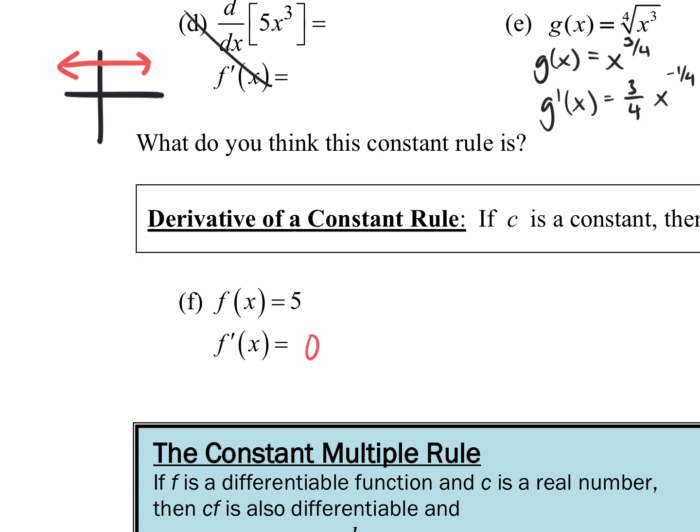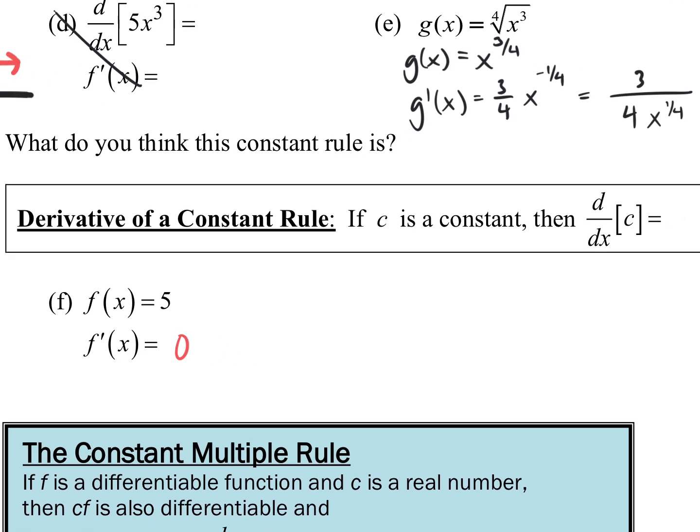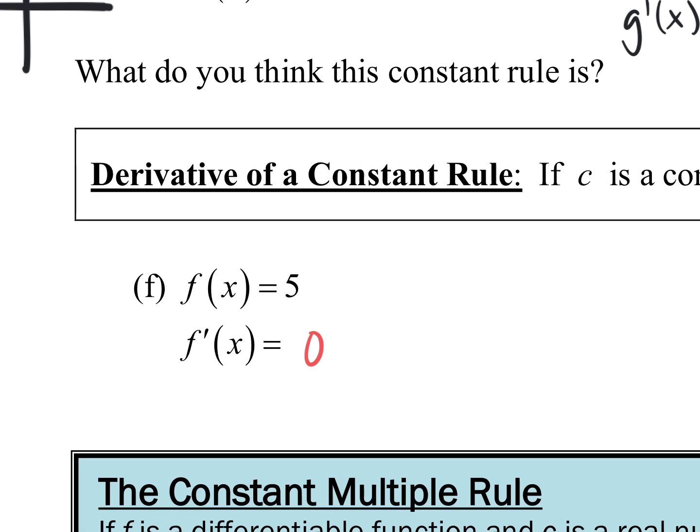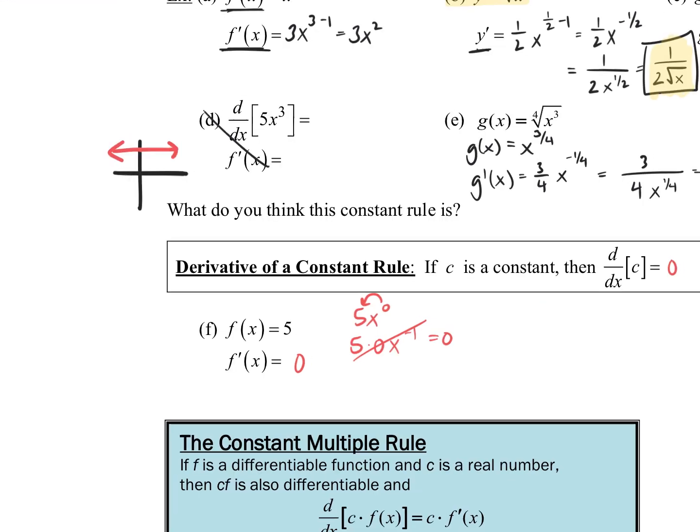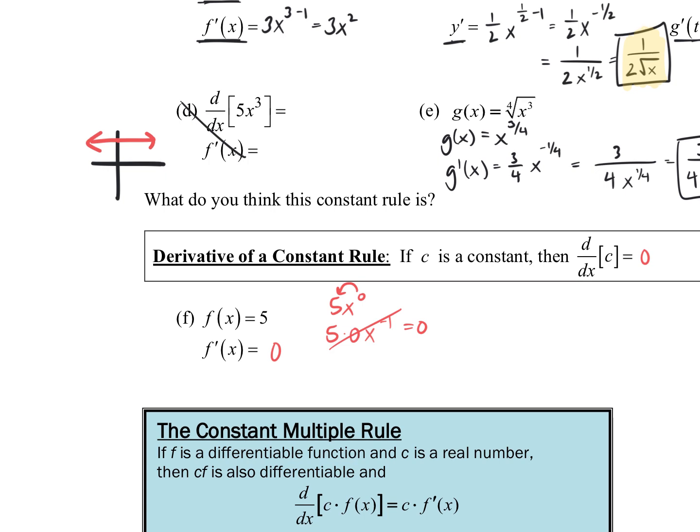So if you have a constant, the derivative is 0. Technically, you're doing the same thing. There is no variable here, so we could think about this as being 5x to the 0 power. If I followed the power rule, this is what happens: 5 times 0, x to the negative 1 power. Well, what's 5 times 0? 0. So this goes to 0. It's still technically following the power rule, however, there's no variable there. So the derivative of a constant is 0.